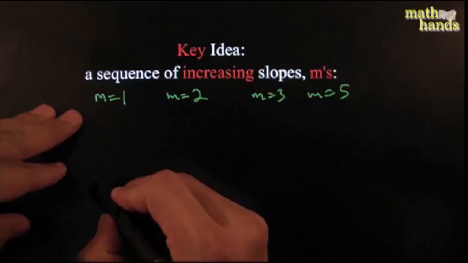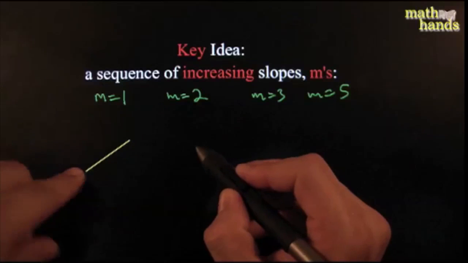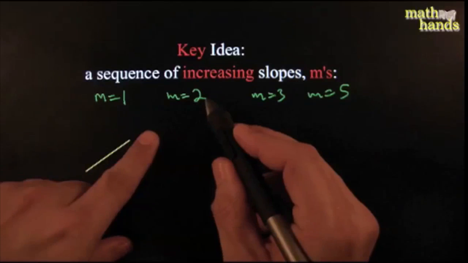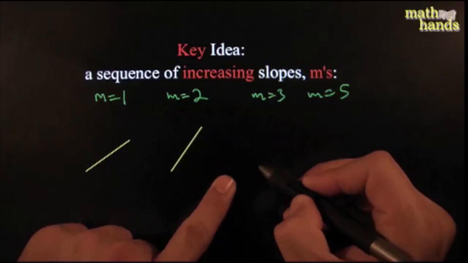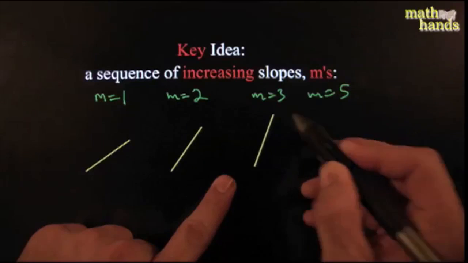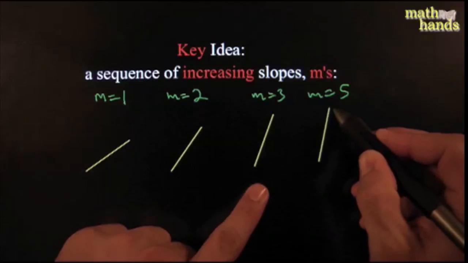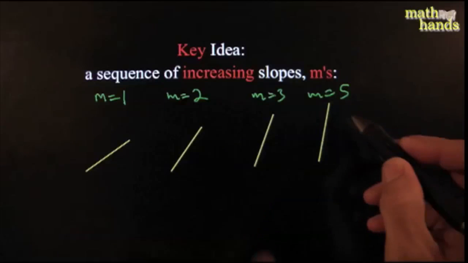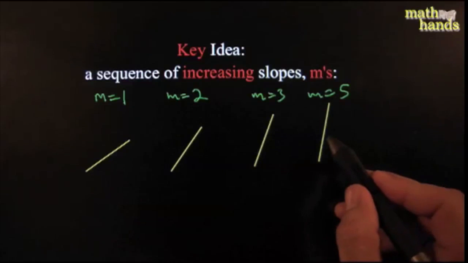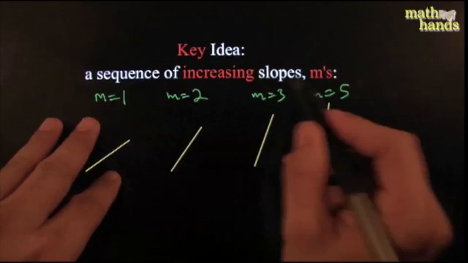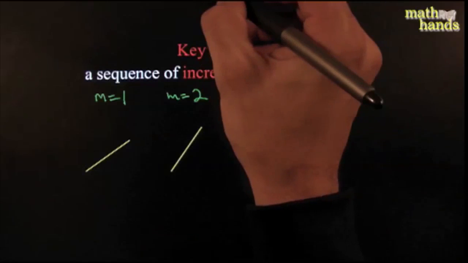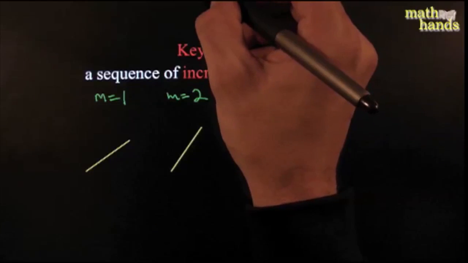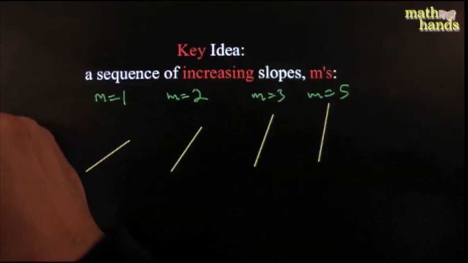m is equal to 1, that looks more or less like this. The slope is 1. m is equal to 2 would be rise over run. It runs 1 and rises 2, so it would be more like this. m is equal to 3, it would run 1 and rise 3. m is equal to 5, well, that one would run 1, rise 5. This is what it means to have a bunch of slopes that are increasing. And you could even do it differently. You could say, well, what if it was different increasing? Let me do that in just a second.